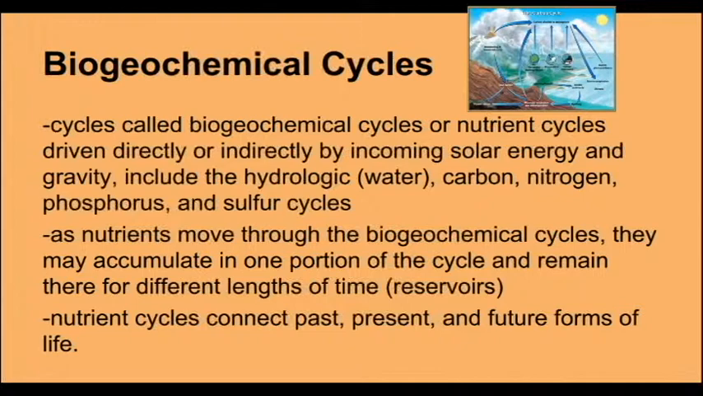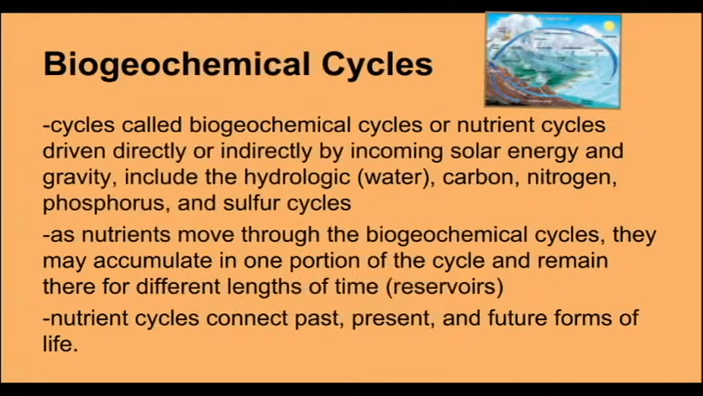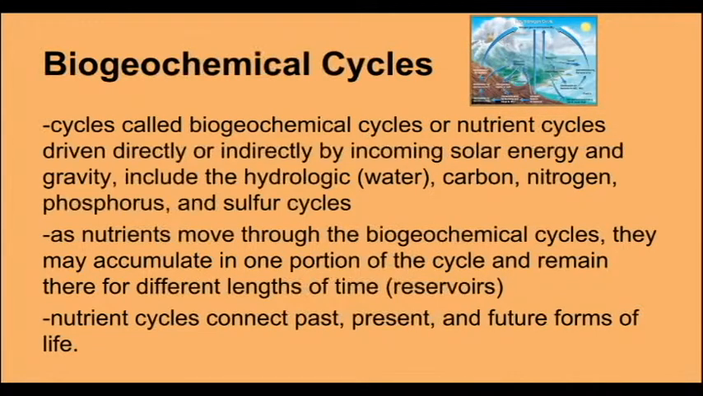Cycles called biogeochemical cycles or nutrient cycles are driven directly or indirectly by incoming solar energy and gravity, and include the hydrologic, carbon, nitrogen, phosphorus, and sulfur cycles. As nutrients move through biogeochemical cycles, they may accumulate in one portion of the cycle and remain there for different lengths of time, also known as reservoirs. Nutrient cycles connect the past, present, and future forms of life.